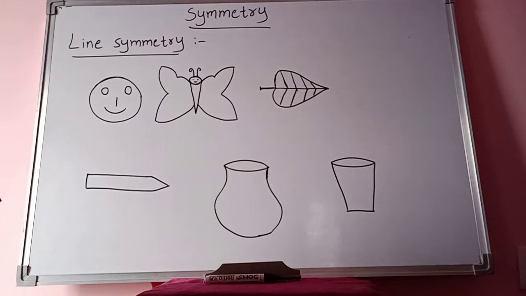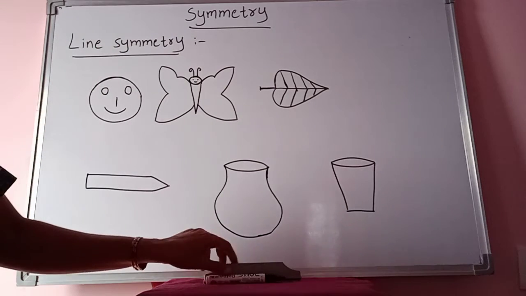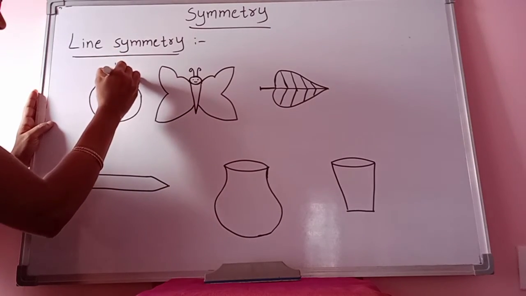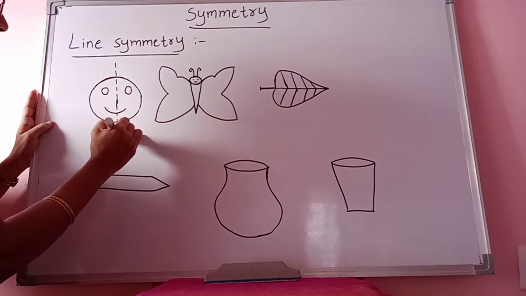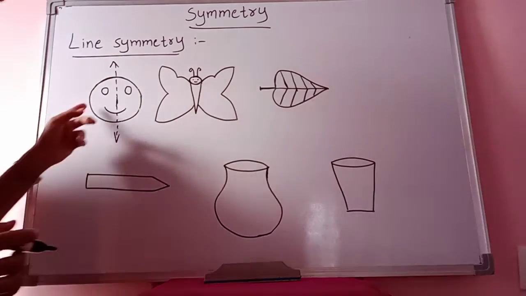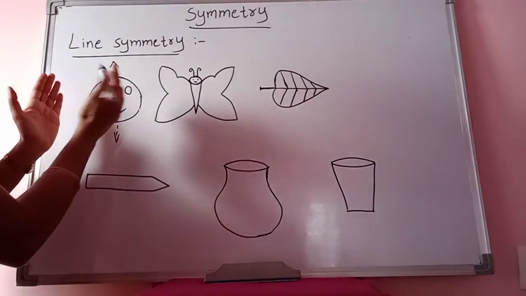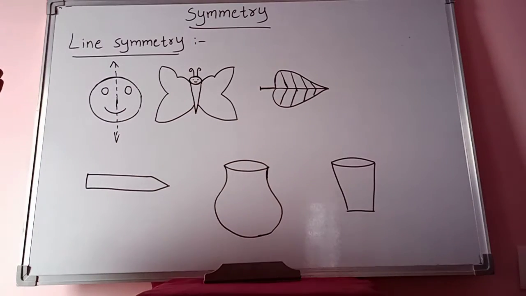Now we'll see what a line of symmetry is. It is the line which divides the shape into two identical parts. See, if I draw the line like this, it divides the shape into two identical parts. That is, if we fold the figure along this line, the two parts coincide with each other. That is why we call this line a line of symmetry or axis of symmetry.